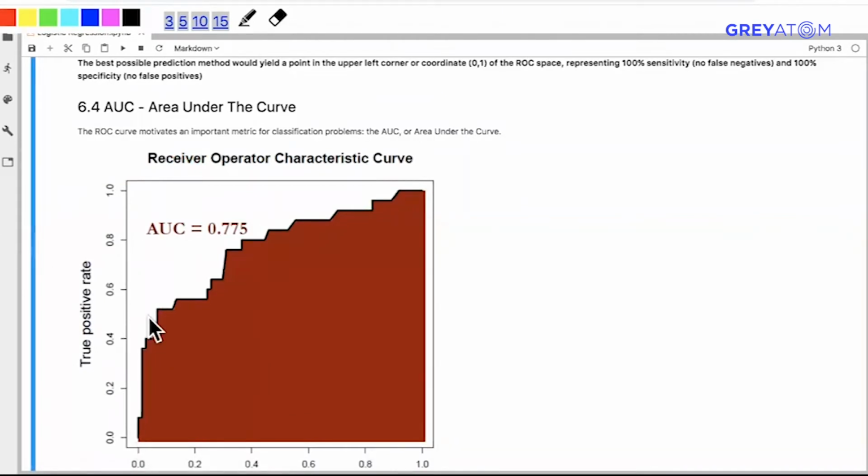So ideally, I would want, this is also a pretty good model. Like I would want my ROC to look like this. And the area should be fully covered, like somewhere here. This is just an area under the curve.